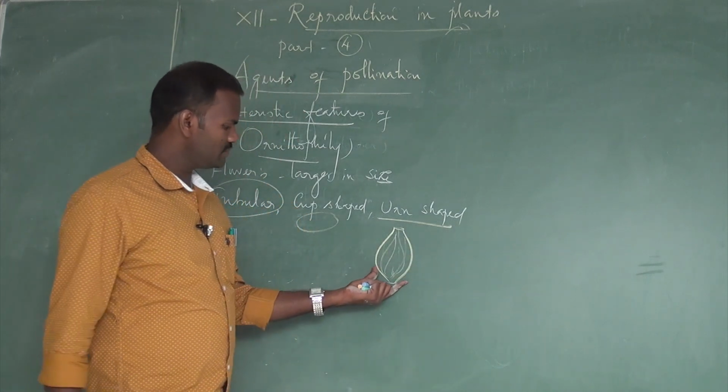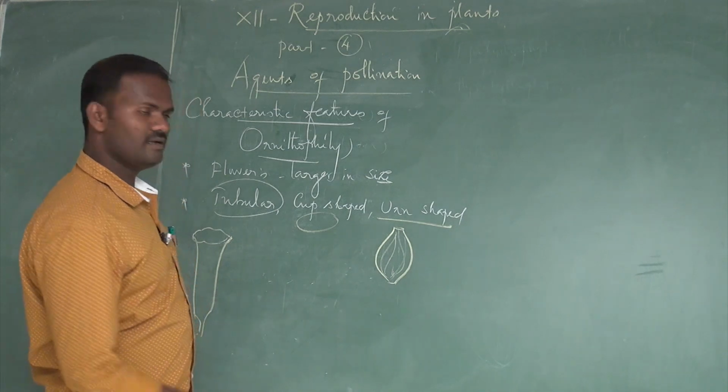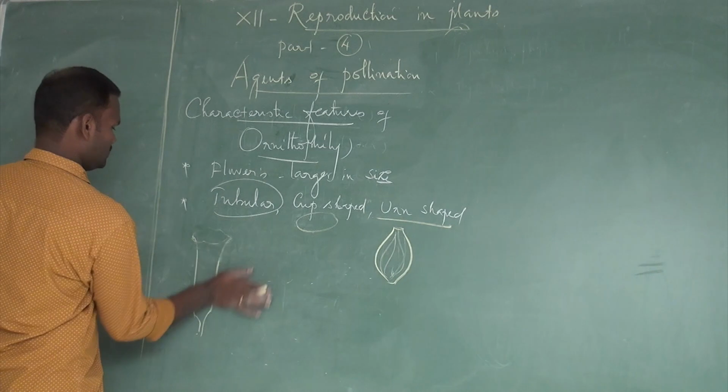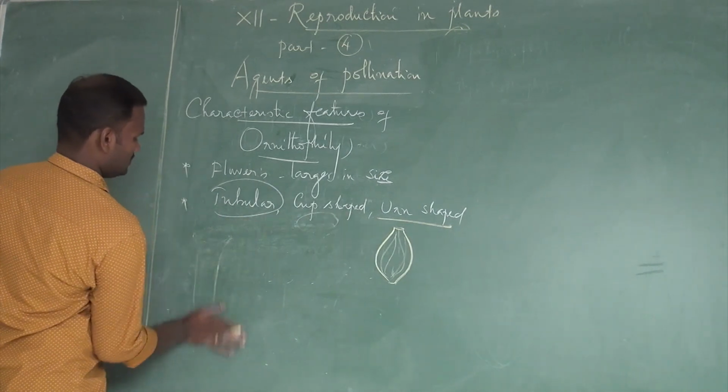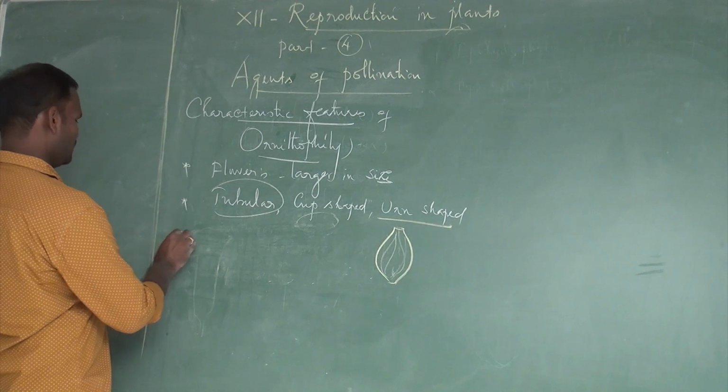According to the shape of the corolla, the beak of the birds also has to be modified. They exist in co-evolution. So this is the second characteristic feature of ornithophily. Then what's the third?